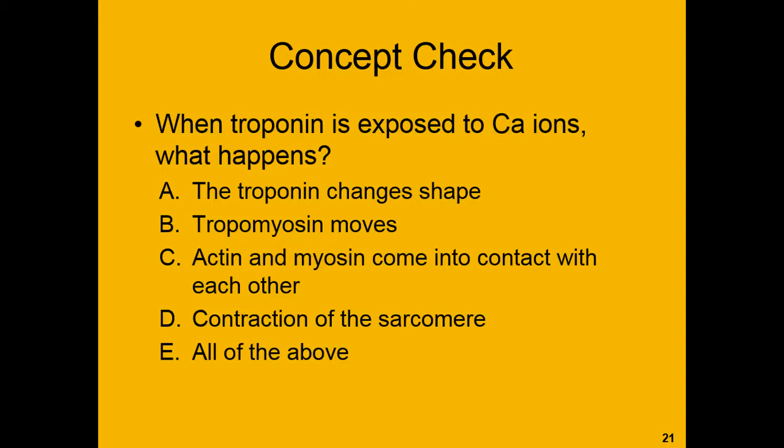The correct answer is E, all of the above. The very first thing that happens is troponin changes shape. The next thing is tropomyosin will move. And the third thing that will happen is that actin and myosin come in direct contact with each other. And then fourthly, we initiate the cross-bridge cycle and we have contraction of the sarcomere. So when troponin is exposed to calcium ions, A, B, C, and D happen in that order.